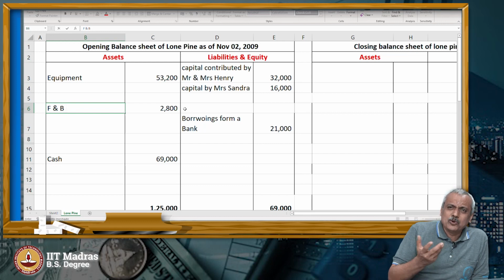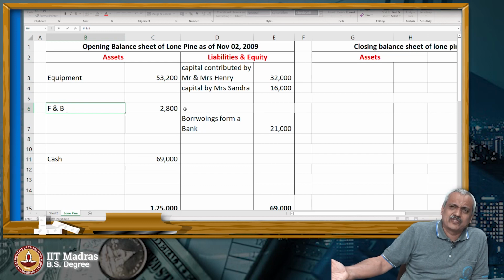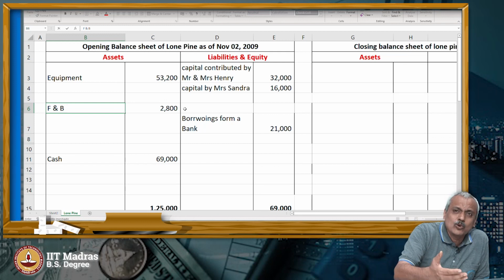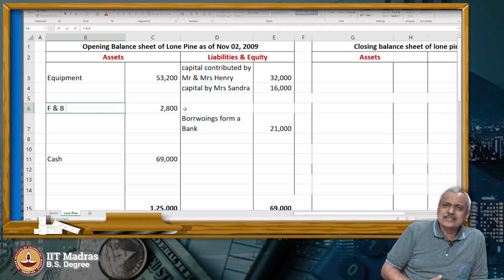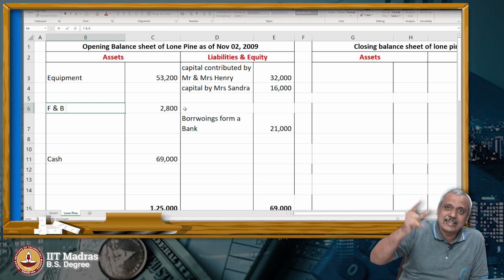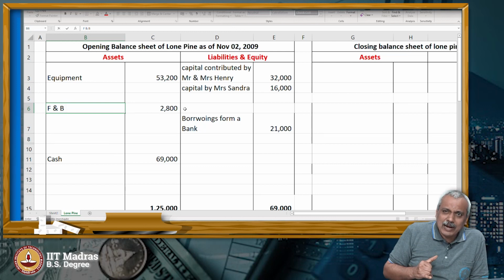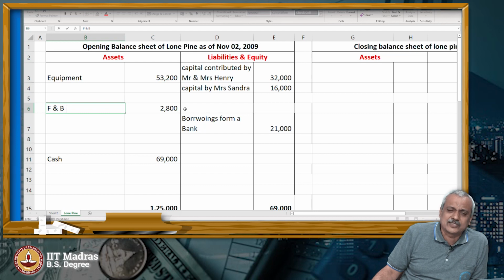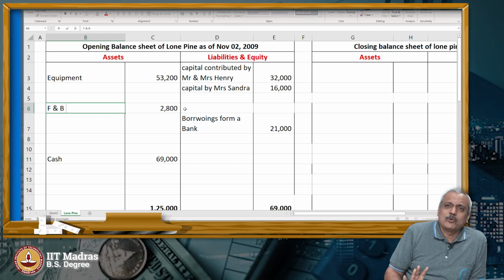Once you have bought it, who owns it? I have bought a crate of soft drink. Who owns that crate of soft drink? Lone Pine Cafe. Now, once that soft drink is consumed, I will take it to expenditure. Once it is sold, I will take it to revenue. As of today, I have paid $2,800. I have bought crates and crates of soft drink and packed snacks out there. So, it is what we have bought.